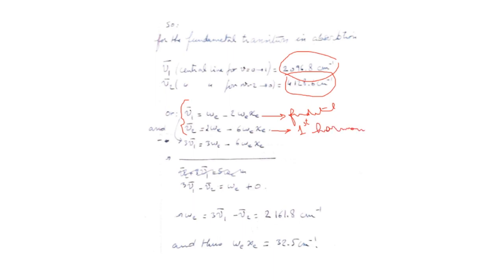Okay, so what I did is I just multiplied the first line by 3, and then I took the difference between them to exclude omega e xe, because I don't know xe. I get that this difference is equal to omega e. Then I have omega 1 and omega 2. I just got omega e from this, and then if I put omega e back in either of the two equations, I will get omega e xe.